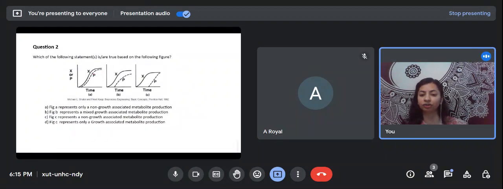The options that have been given to you are: A, Figure A represents only non-growth associated metabolite production. B, Figure B represents a mixed growth associated metabolite production. C represents a non-growth associated metabolite production, and D represents only growth associated metabolite production. For you to solve this, you have to know what non-growth associated or growth associated metabolite production is. Do you have an idea what that is?